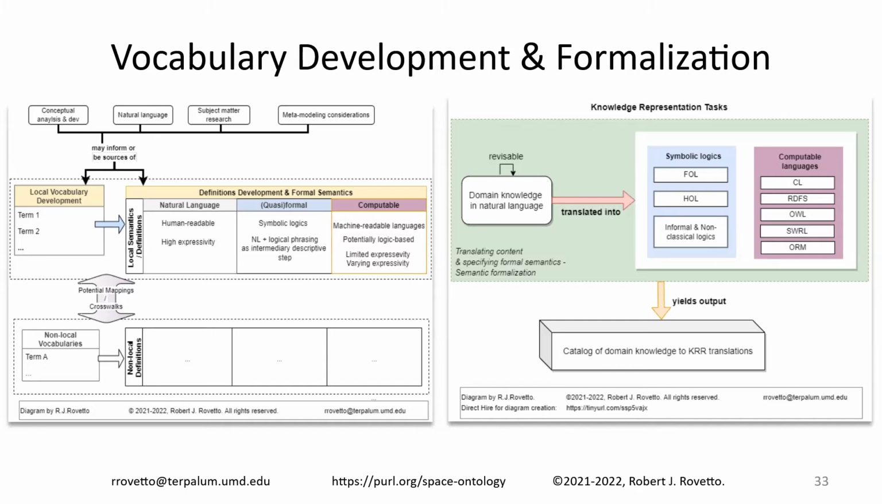Below that, we have non-local vocabularies, which can be mapped to the ones being created. And on the right-hand side of the screen, we have an expression of the knowledge representation tasks. So after the collection of domain knowledge in natural language, that is translated into symbolic logics, such as first-order logic, non-classical logics, that sort of thing, as well as computable languages. And the idea here is to output effectively a catalog of that translation.